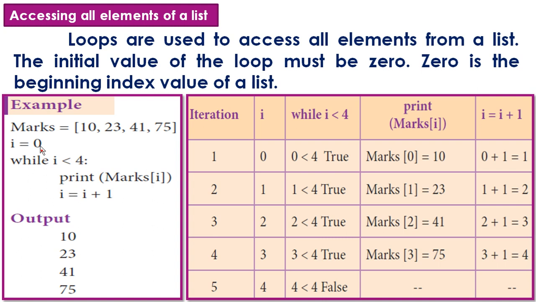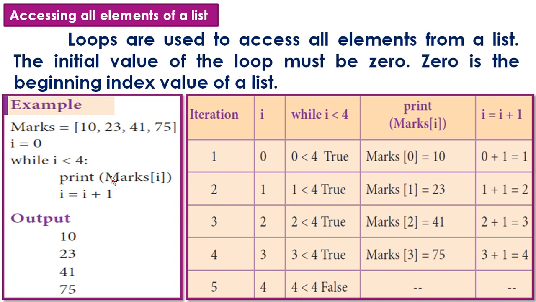At first, I value is 0, it checks the condition, it is true. So it prints marks of 0 that is equal to 10. The first value is printed. I becomes incremented by 1, so it turns from 0 to 1.